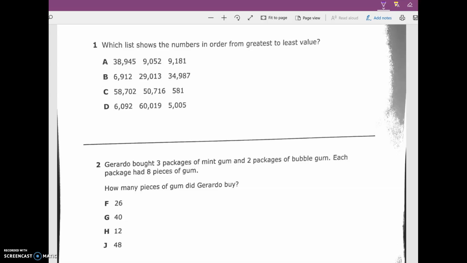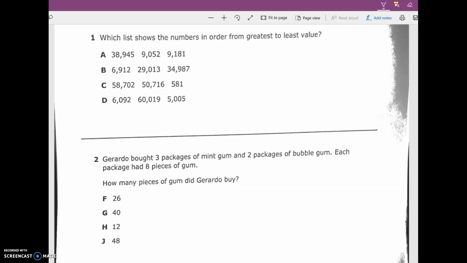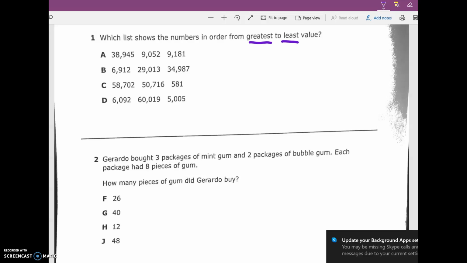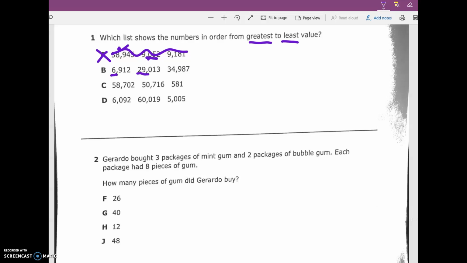Aquí we move on to our math questions, which will be a little bit more difficult sometimes, but some of them will be easier as well. So here it says, which list shows the numbers in order from greatest to least value? So we want greatest to least and making sure they're in order. So right here, obviously this is the biggest number, but this number is not larger than this number. So A is not a good answer. Here, 6,000 anything is not bigger than 29,000, so that's a definite bad answer.